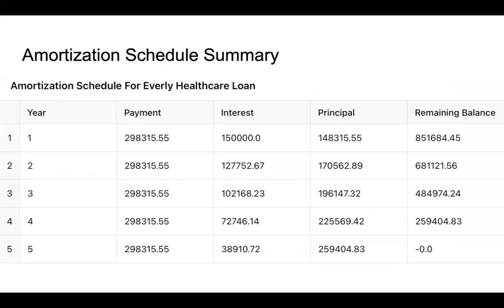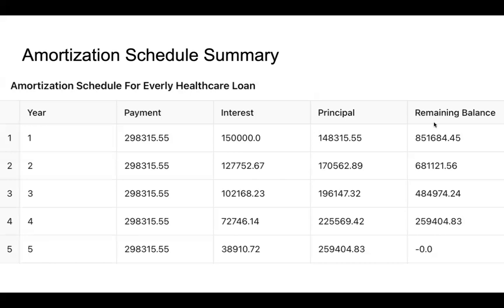Now, look at how that payment is split. In year one, the interest portion is the largest, $150,000, which is 15% of the full loan balance. The remaining amount of that payment, around $148,315.55, goes towards paying down the principal.